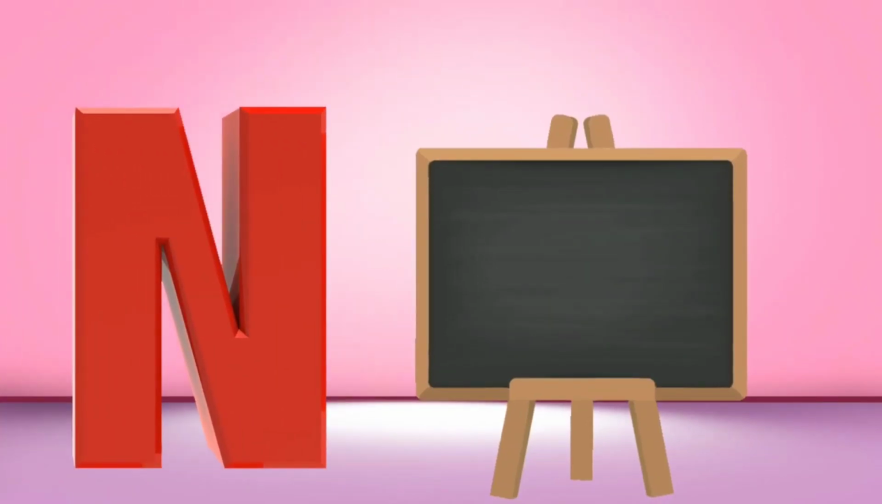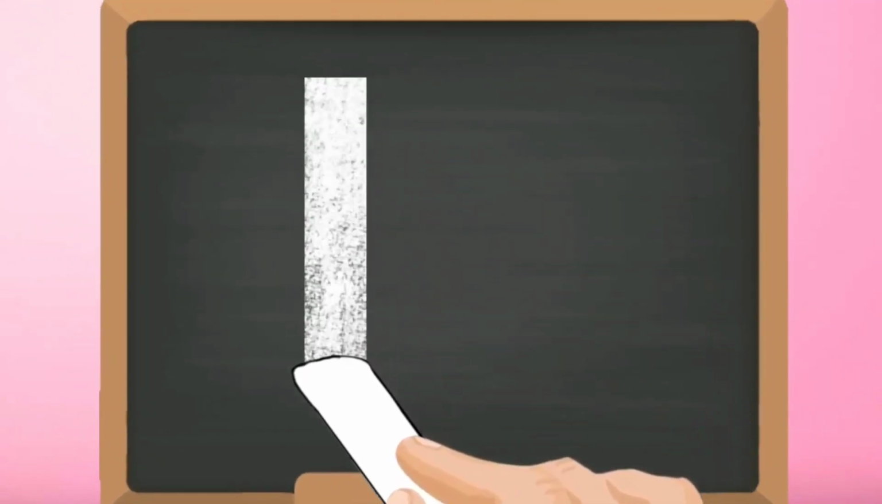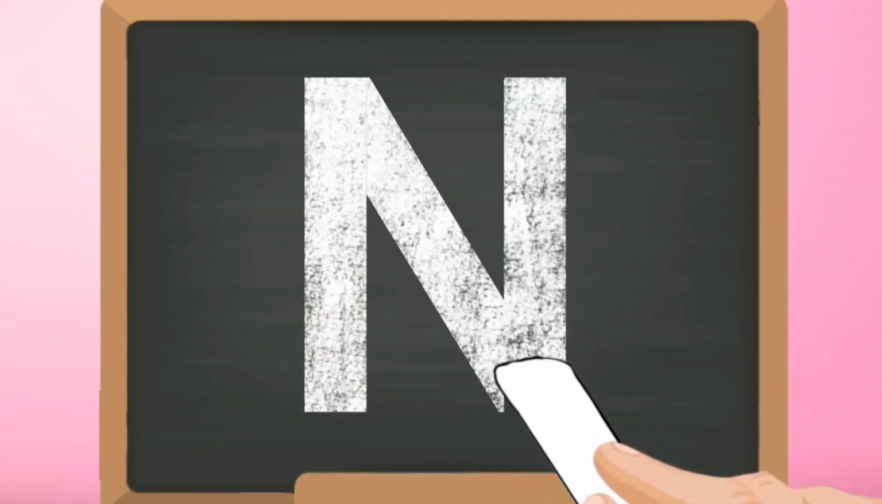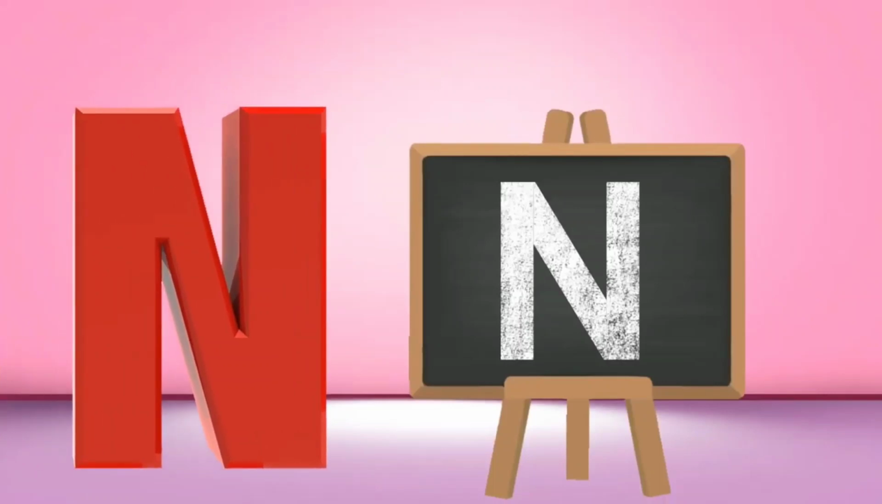N. Capital N. Start from the top and draw a standing line down. Go back to the top and draw a slanting line to the right. Now draw one more line up to the top. Capital N.